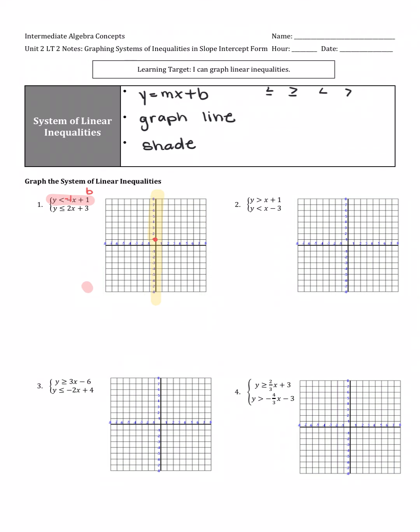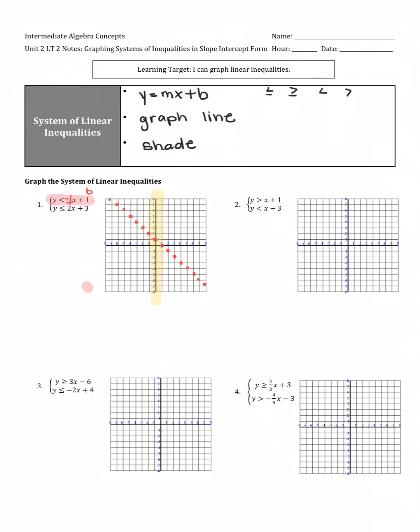Then that negative 1x is really negative 1 over 1. That means I'm going to go down 1 and to the right 1. So down 1, right 1, and I'm just going to keep doing that until I can't anymore. And if I can't go down and to the right, I'm going to go up and to the left. So I'm going to put all those up to the left on there, and then I'm going to draw my line.